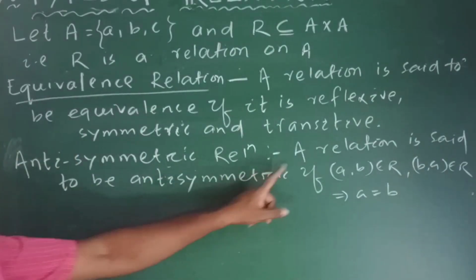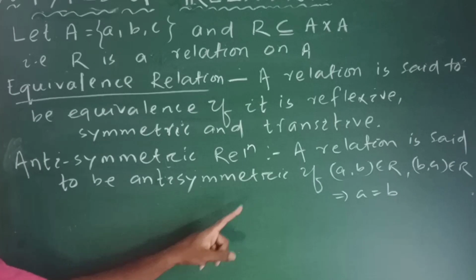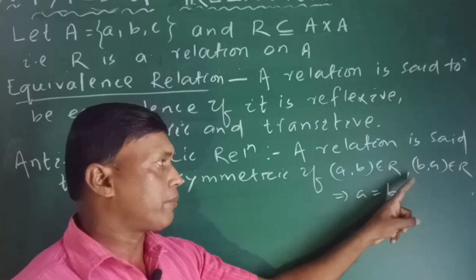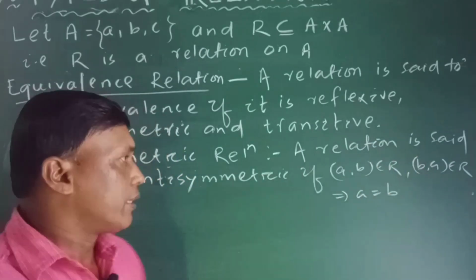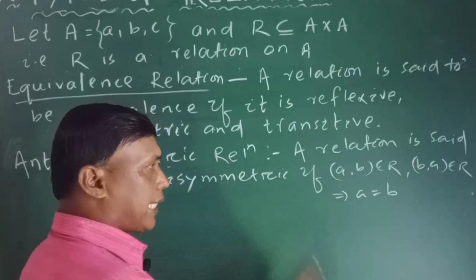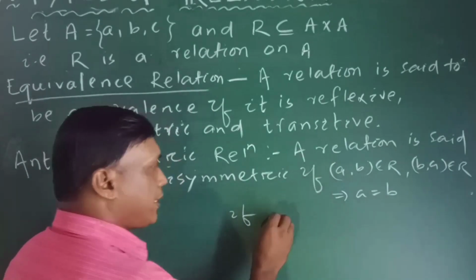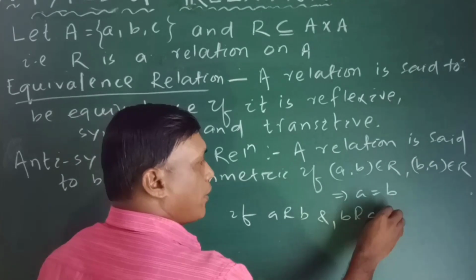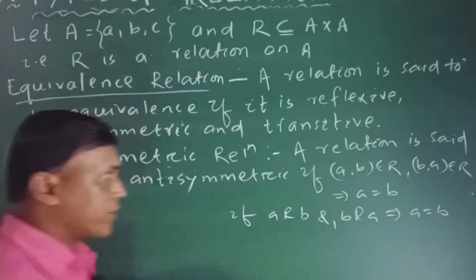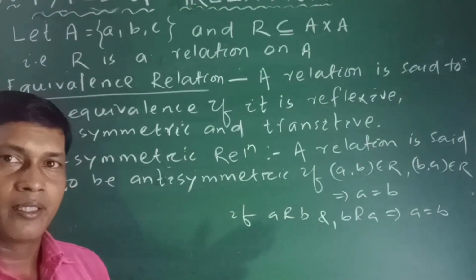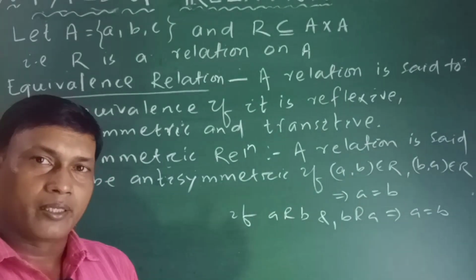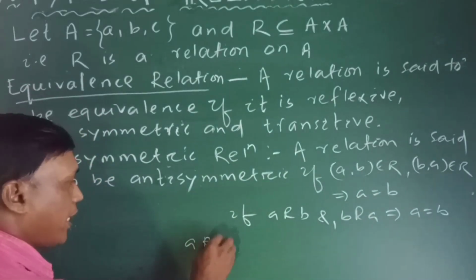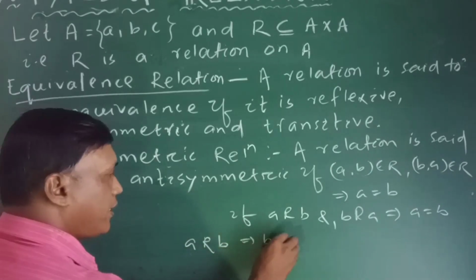Antisymmetric relation. A relation is said to be antisymmetric if (a, b) belongs to R, that means a has a relation with b, and (b, a) belongs to R, that means b has a relation with a, which results in a equal to b. That means if a is related with b and b is related with a, which implies a is equal to b. In case of symmetric, if a is related with b, then b is related with a.